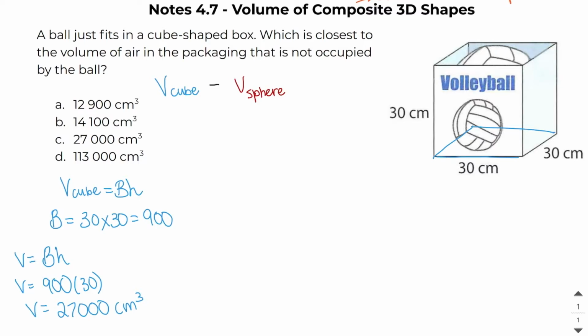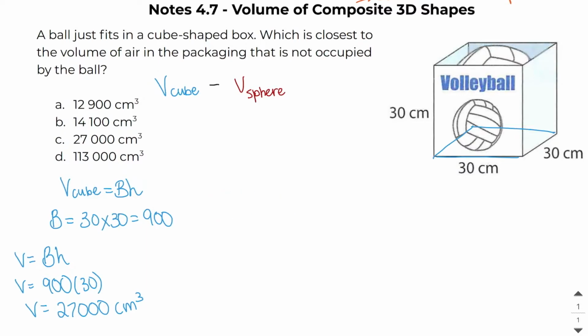Another option that you have is you could just do length times width times height, where the length is 30, the width is 30, and the height is 30. You just multiply all these 30s together and you end up getting the same answer.